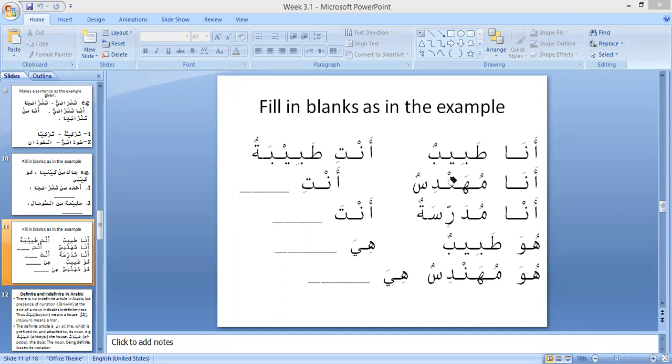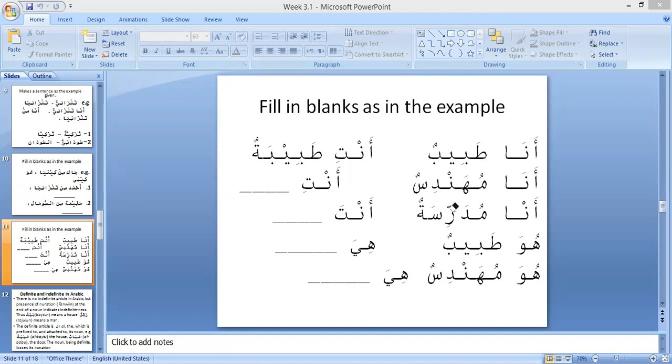Ana muhandis. Muhandis is an engineer. So ana muhandis, I'm an engineer. Is this a male or a female saying I'm an engineer? Male. How would a female say it? Ana muhandisa. Yes, that's right. Ana muhandisa. And anti? Anti muhandisa, yes, because anti is you singular female.